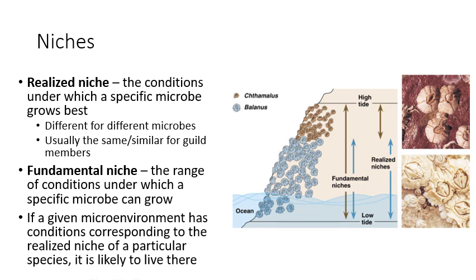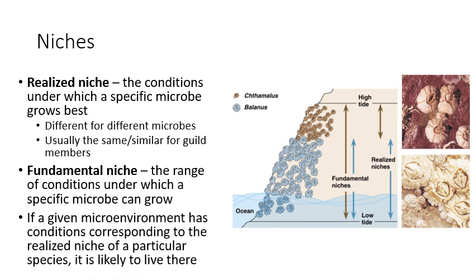But then for each microbe, there was also a whole range of temperatures that they could grow under, even though they can't grow as fast as at the optimal temperature. So that whole range of temperatures under which a microbe can grow at all would be part of the conditions of their fundamental niche. Of course, the realized niche and the fundamental niche don't just depend on temperature.